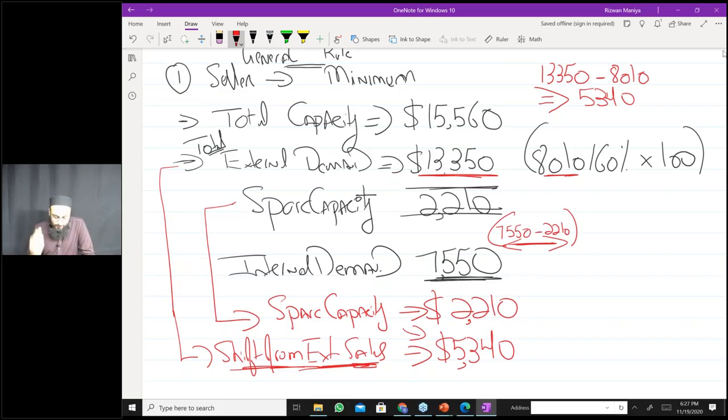Now, which rule do we have to apply? We have to apply the general rule. Whenever we are asked to advise, we follow the general rule. Agreed? Okay. And what was the general rule?